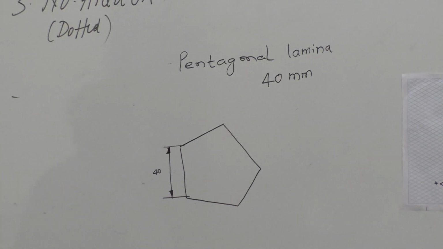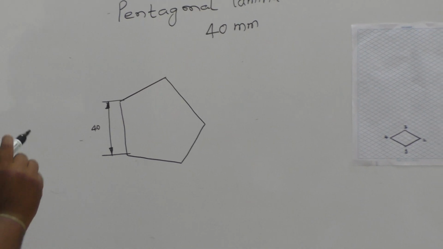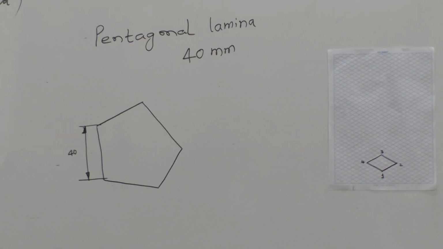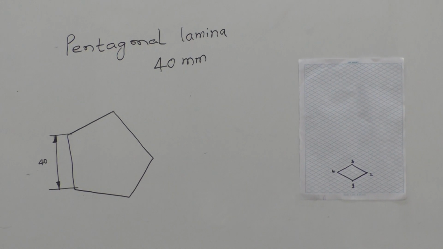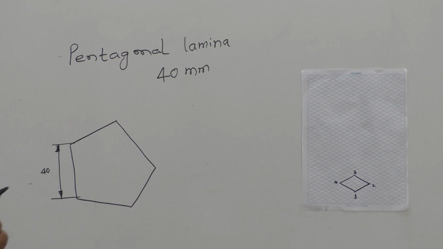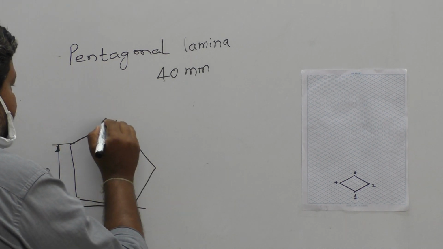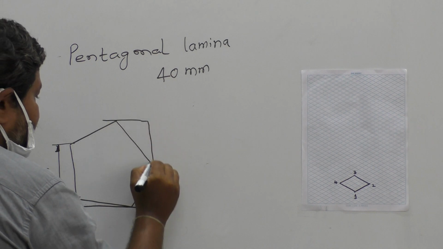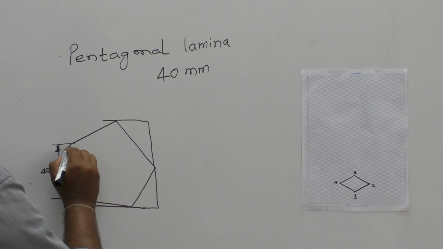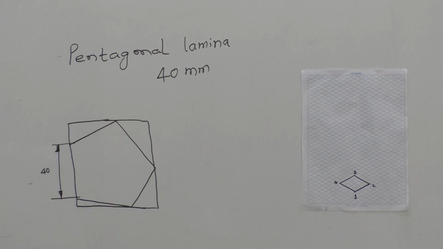So now I want to draw the isometric projection of this pentagonal figure, or the plane figure. As I told, whatever may be the given plane figure or lamina, we first have to enclose it in a square box. So now I will enclose this in a box. Draw horizontal and vertical lines such that they pass through all the corners of the pentagon.